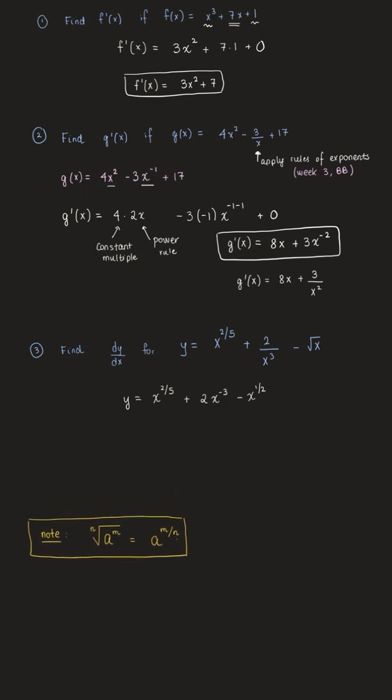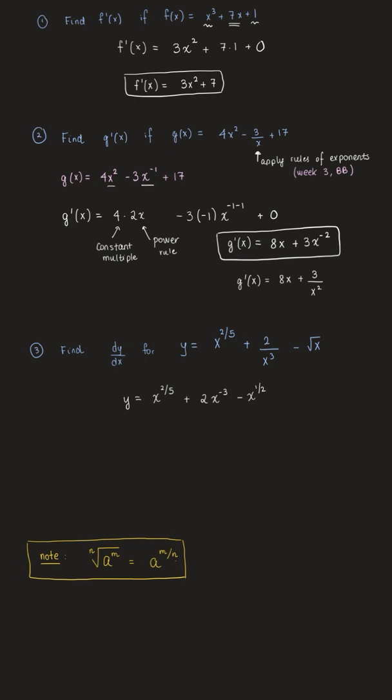Again, I'm going to move this down a little bit. And now we're ready to differentiate now that I've rewritten the function. So dy dx, which is the same as y prime, the derivative, will be applying the power rule to differentiate x to the 2/5 will give me 2/5 x to the 2/5 minus 1.